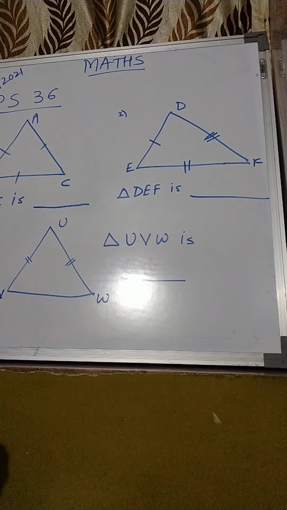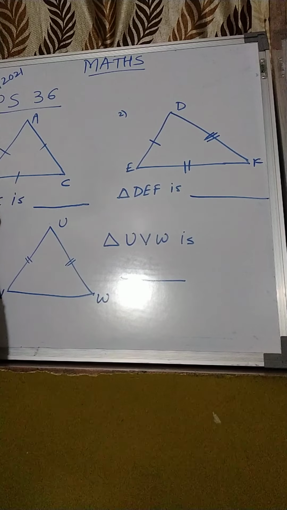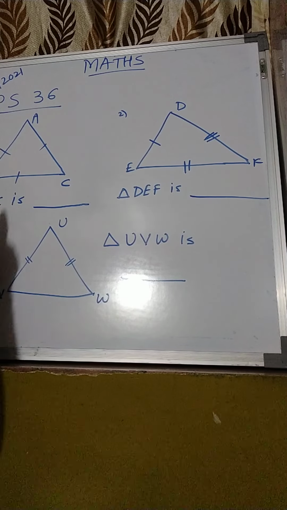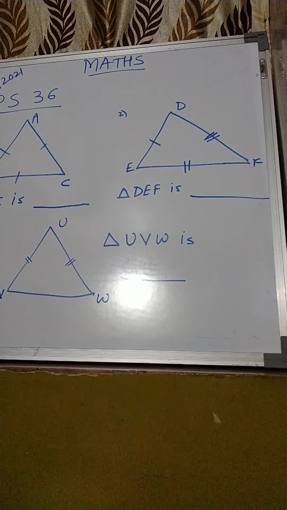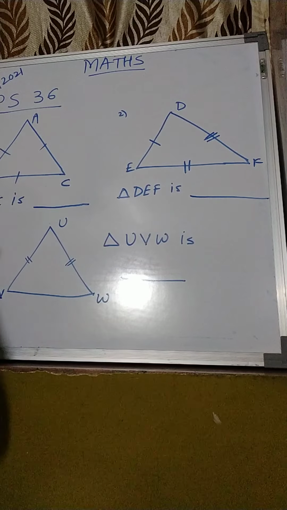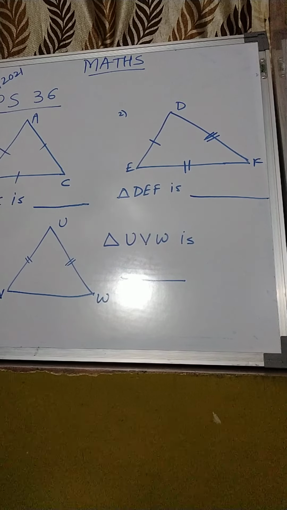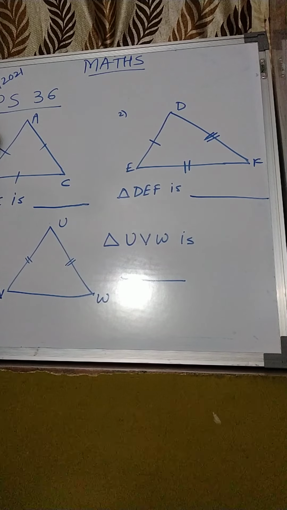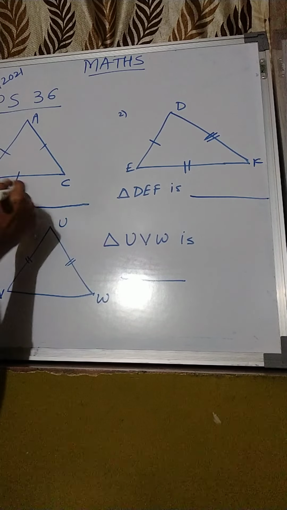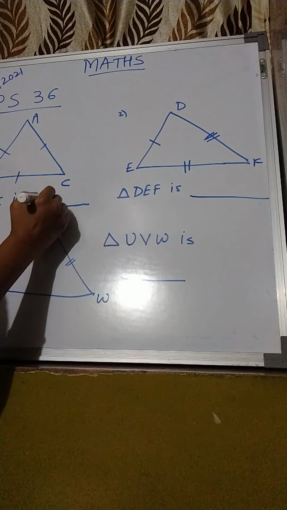Understand? Now the first one, ABC. See, on this triangle, the same marking is there on each side, like AB, BC and AC. When the same marking is there, it means they are all of the same scale, and that's why it's an equilateral triangle.